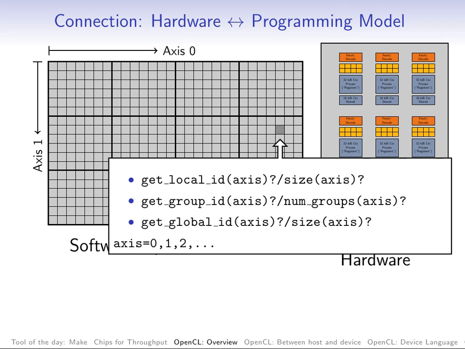Group ID of 0. What do we count? Big boxes, right? So this is big box number 0 along the x-axis. So 0, 1, 2, 3. Okay. And group ID of 1 is easy enough, 1. Okay.